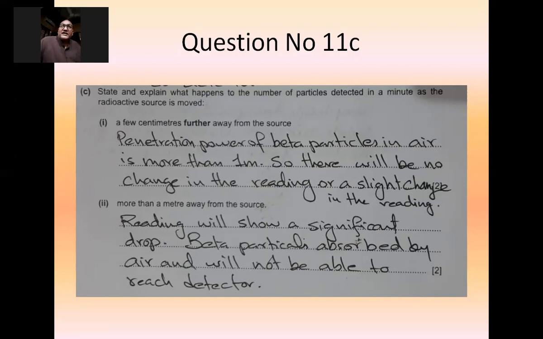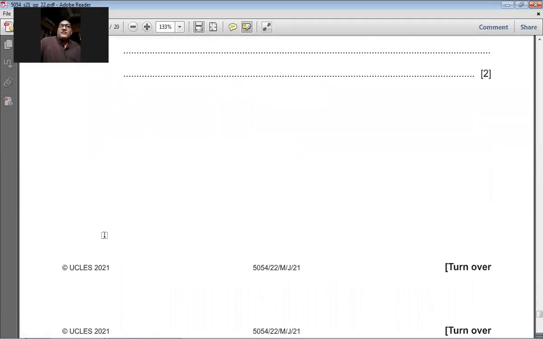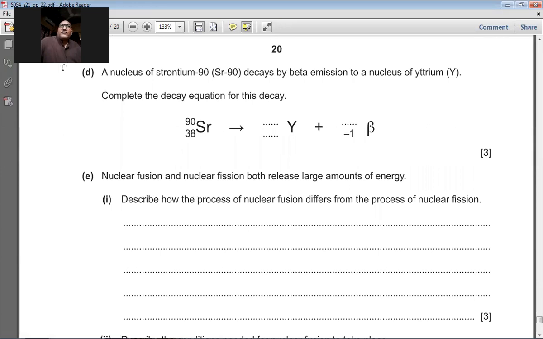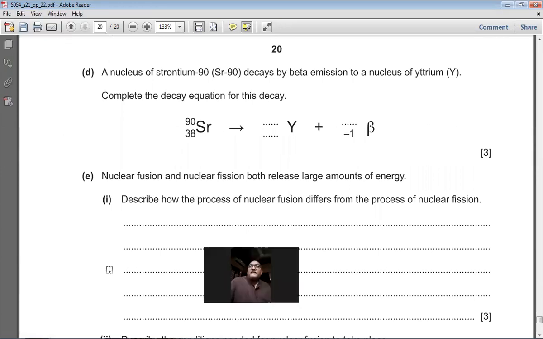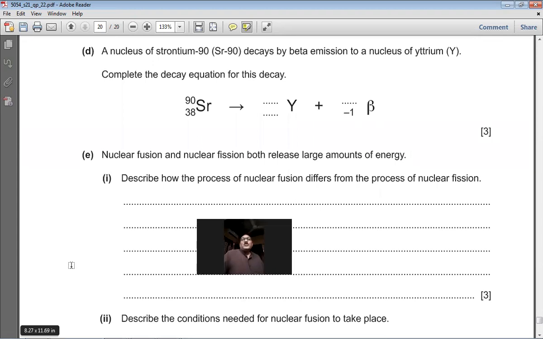See, first part and second part. Okay. Now we have, let me show you the question. So here we go. Here we have a question, the D part. A nucleus of strontium 90, Sr-90, decays by beta emission to a nucleus of yttrium, Y. Complete the decay equation for this decay.